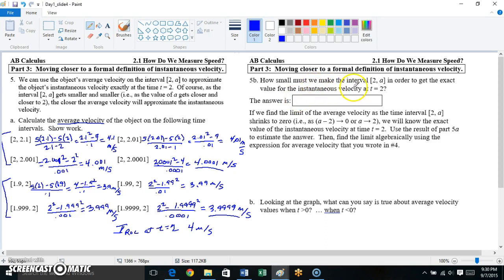So how small must we make the interval from 2 to a in order to get the exact value for the instantaneous velocity? Well, you can look at these intervals and say they're getting smaller and smaller and smaller. We really want to make them infinitely small.